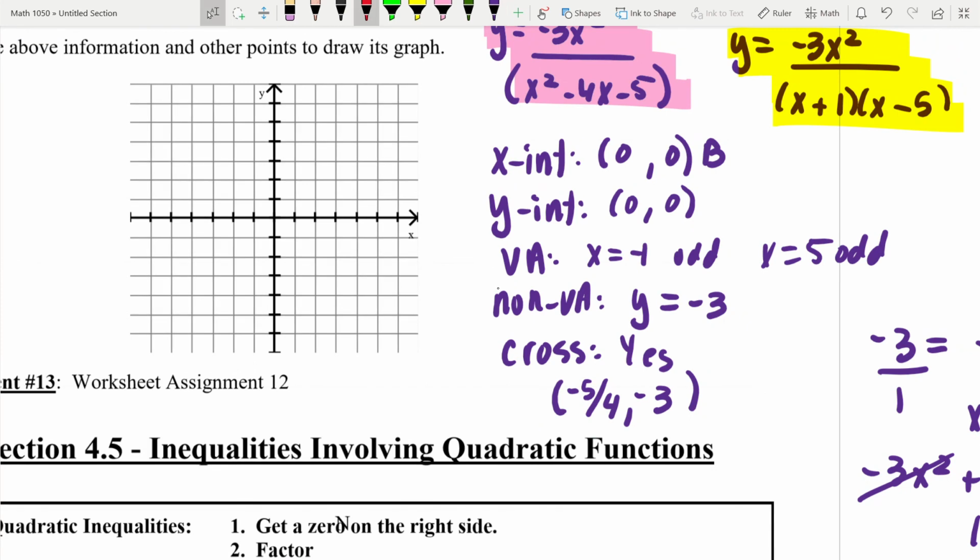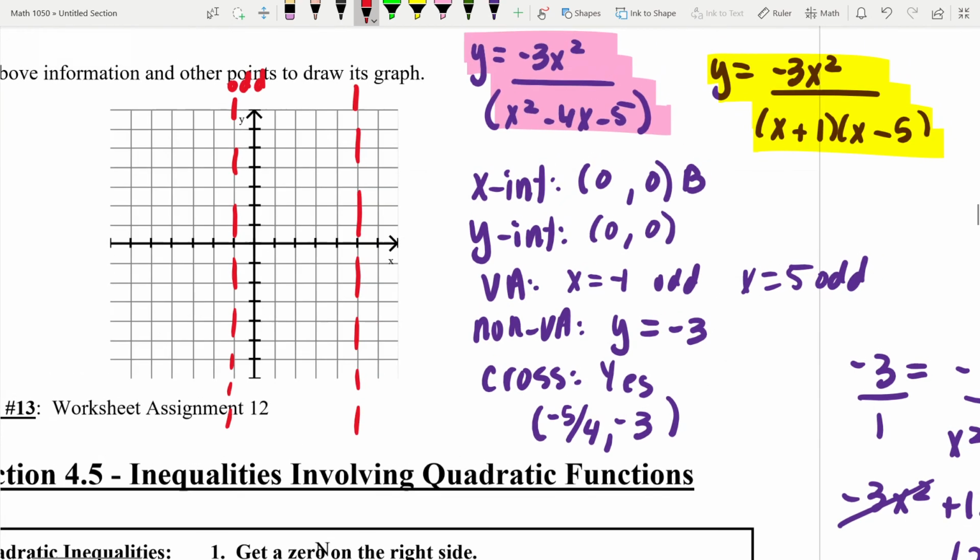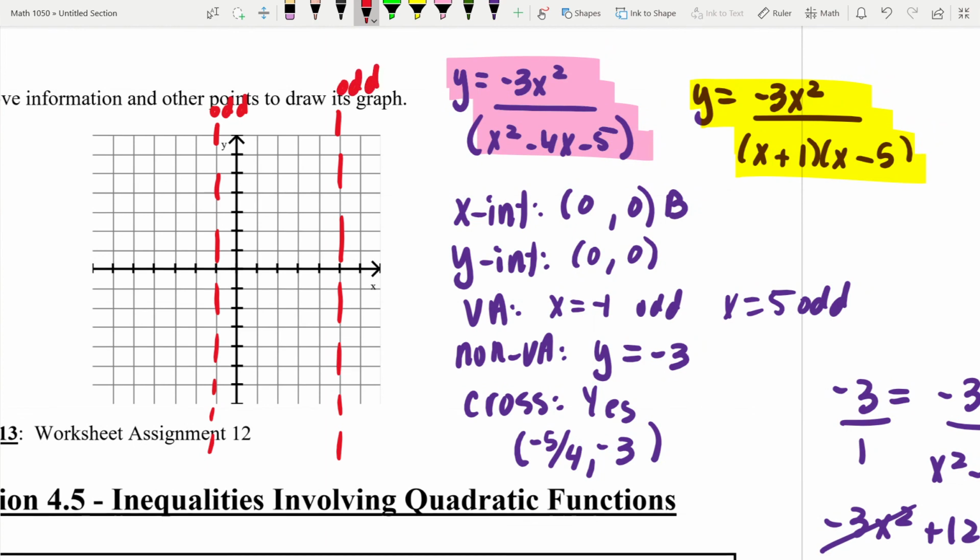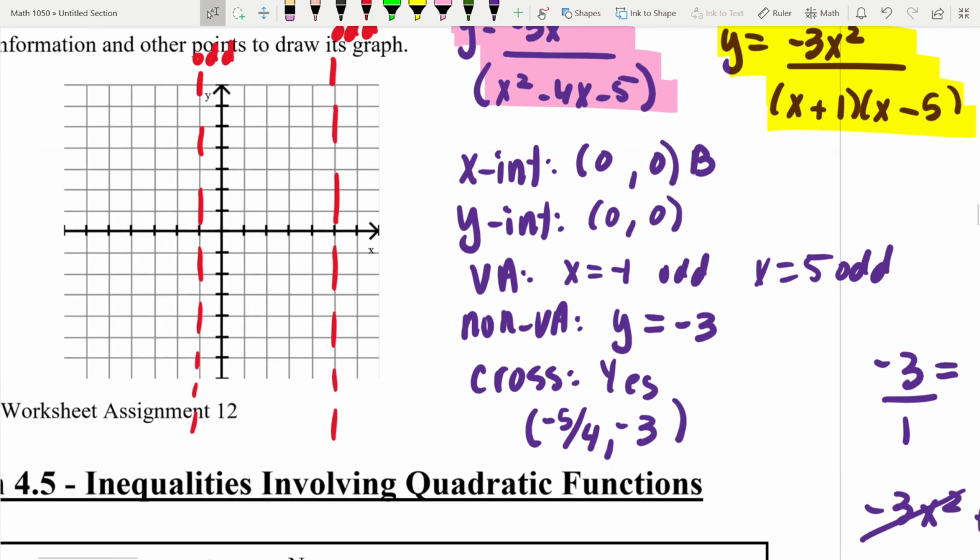Grab your red marker. Negative 3 on the x, dash it, and up above write the word odd. X equals positive 5, dash it, up above, put odd. How many pieces to my graph am I going to have? Talk to me, guys. How many parts to my graph? 3 parts. Right, left, center. Non-vertical asymptote is y equals negative 3. I'm going to draw it in, and I'm going to dash the center.